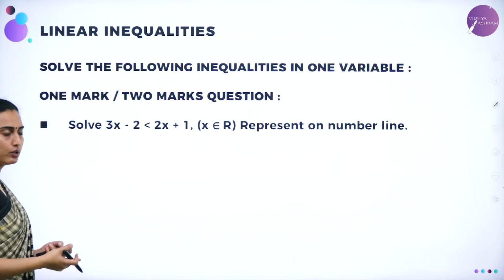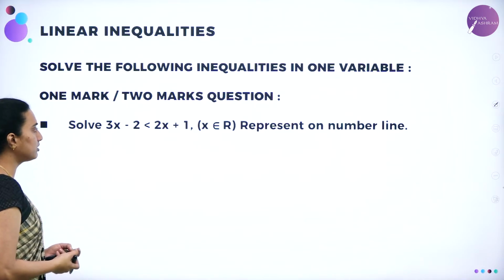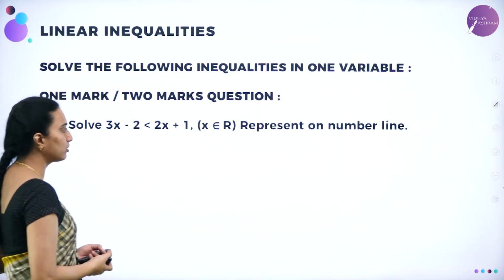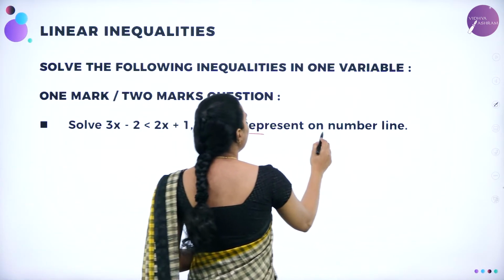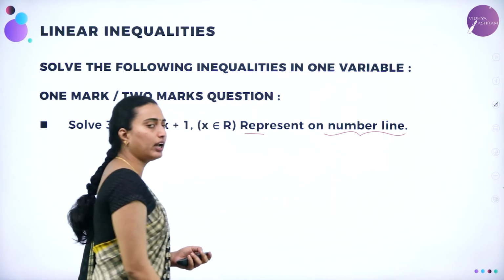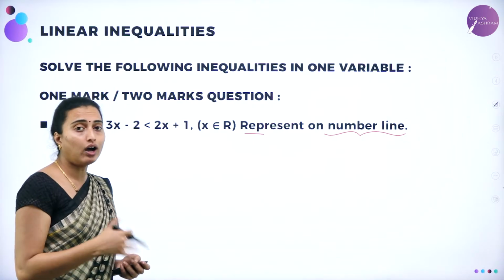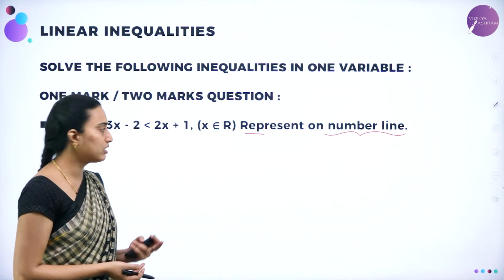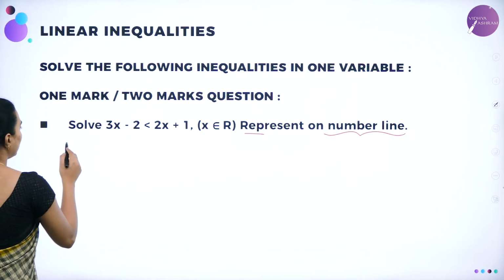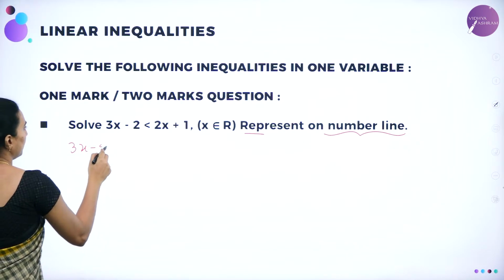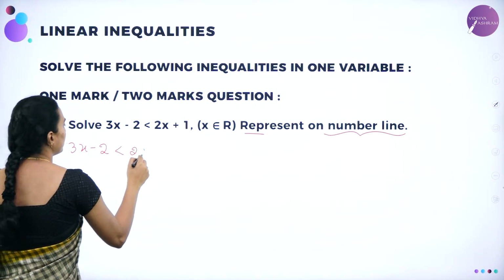These are all 2 marker questions. Solve 3x minus 2 lesser than 2x plus 1, x belongs to R. Represent on the number line. Till now we were writing only the solution set. Now they have asked you to represent the solution x on the number line. Let us solve first for the x. Here they have given the question like this. 3x minus 2 is lesser than 2x plus 1.